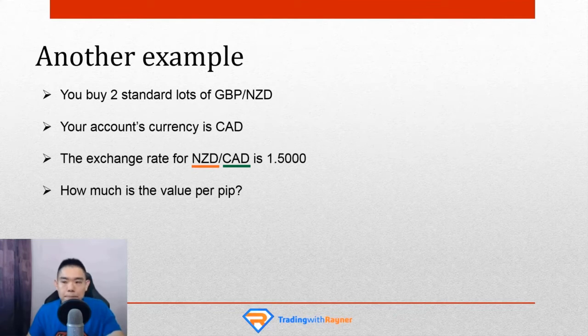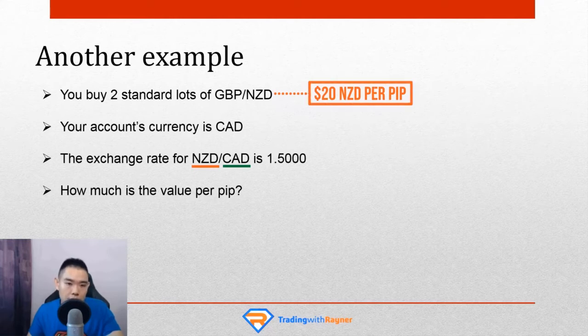So again, first things first is the number of lots we are trading. 2 standard lots equals 20 New Zealand dollars per pip. If you do not know why it's 20, go and look back at the earlier slide so it makes sense. Your account currency is in Canadian dollars. The exchange rate between New Zealand and Canadian dollars is 1.5. So what I need to do is to find out how much 20 New Zealand dollars is worth in Canadian dollars. Very simple. Just multiply by the prevailing exchange rate.